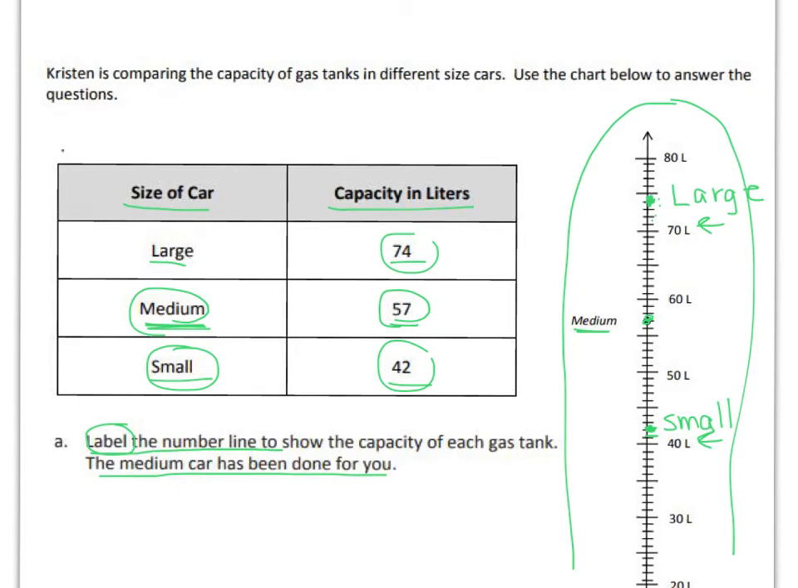I can now use this vertical number line and the points that I plotted to help me answer questions. Remember, when you answer a word question, use strategies like annotating, pulling out, circling the key information or the important words or numbers in that problem to help you solve it.